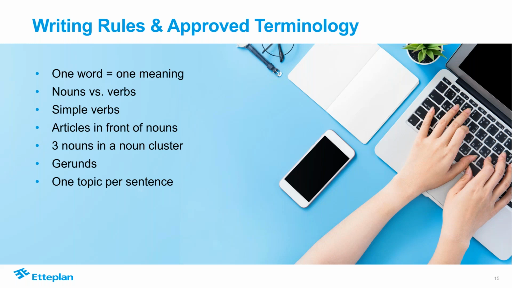And then the last one: one topic per sentence. Now, I mentioned there's about 60 plus writing rules or so, but this is just a summary of some of them. And one topic per sentence is a good one. Just don't try to jam several meanings or topics into one sentence. You're going to lose your end user. Just keep it short and concise so that it's easier to understand.